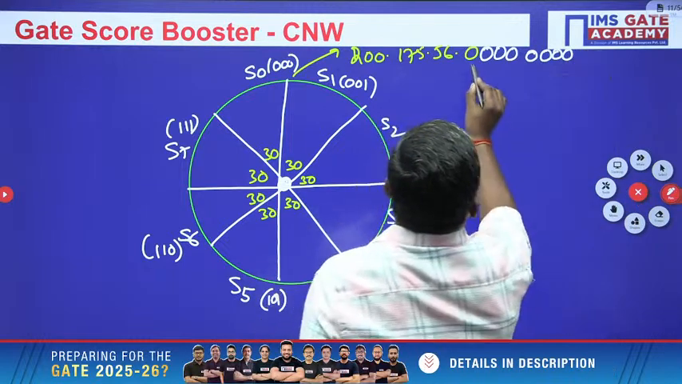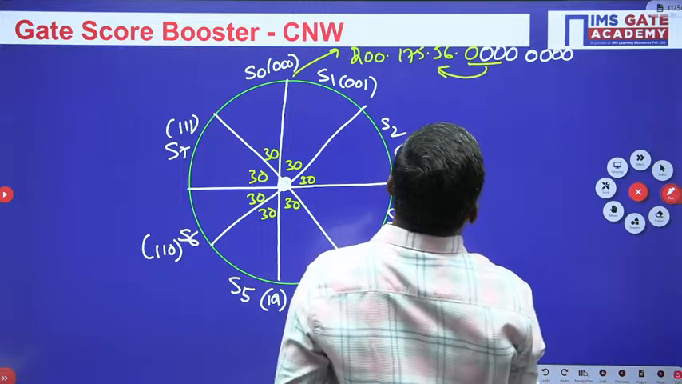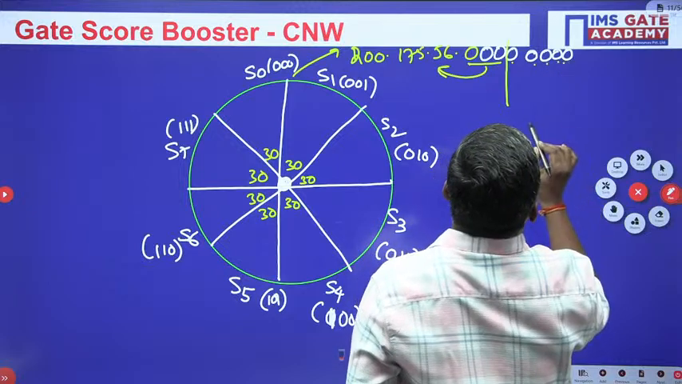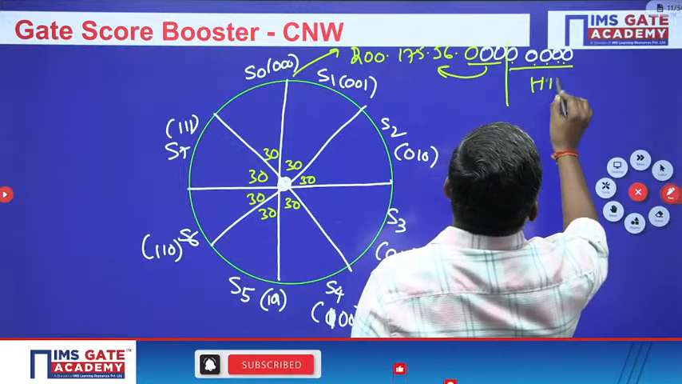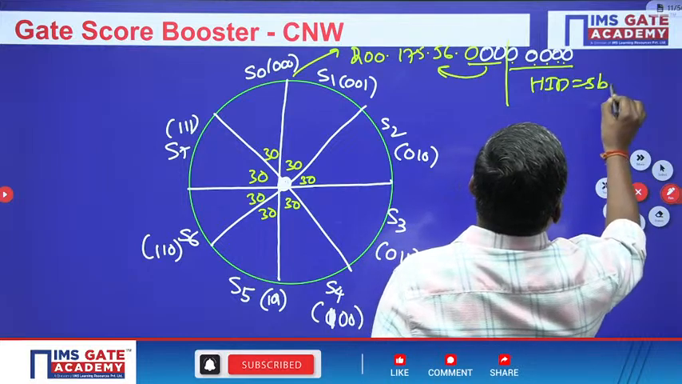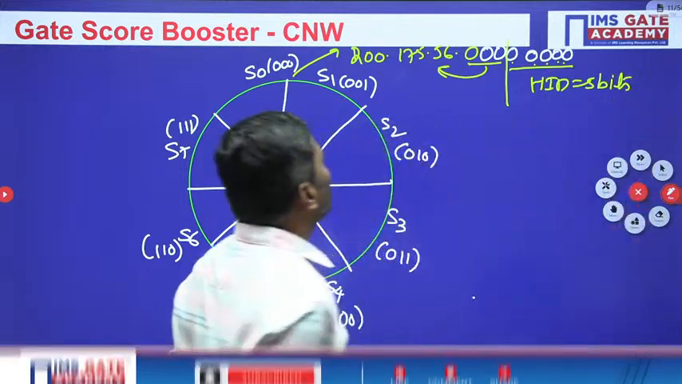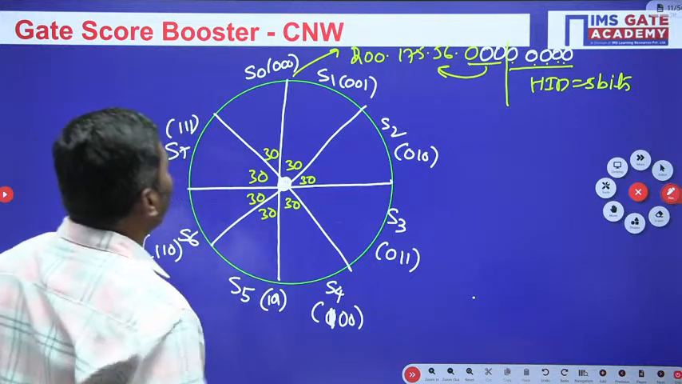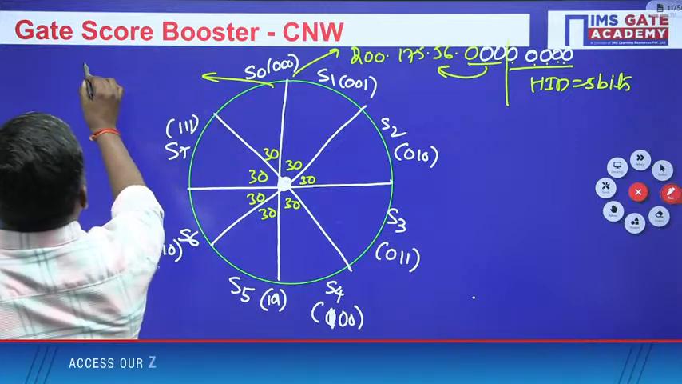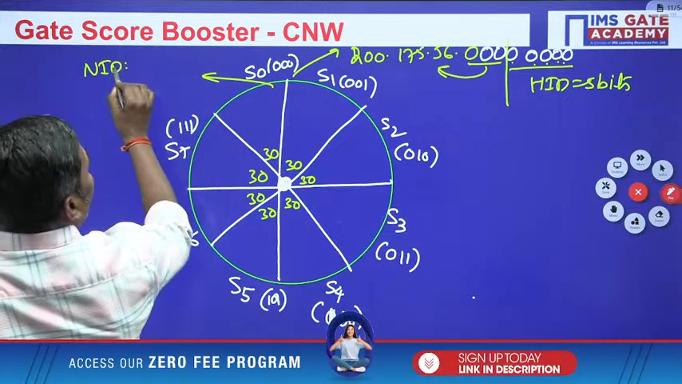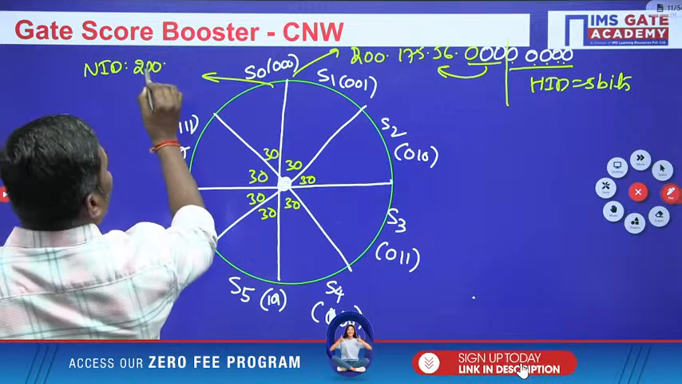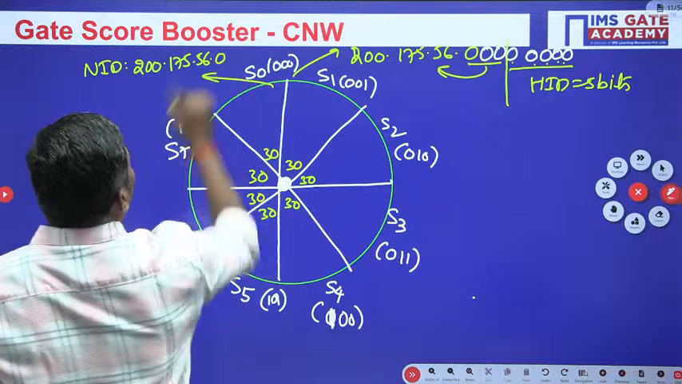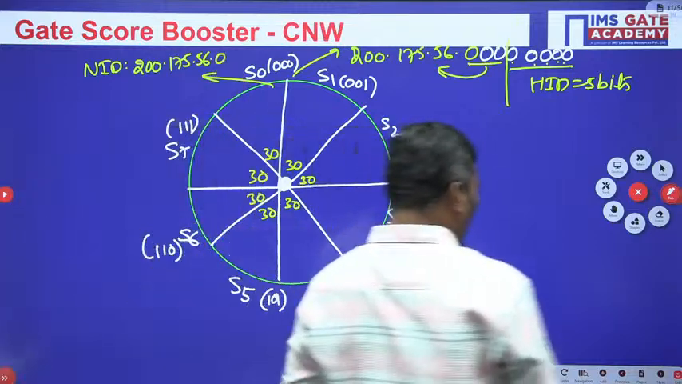Now how do we take it? What 3 bits do we have to borrow? So this is the host part: 1, 2, 3, 4, 5. So this is the host ID. The host ID has 5 bits, correct? Now if I want to write the network ID, what is the network ID? 200.175.56.0, correct or not?